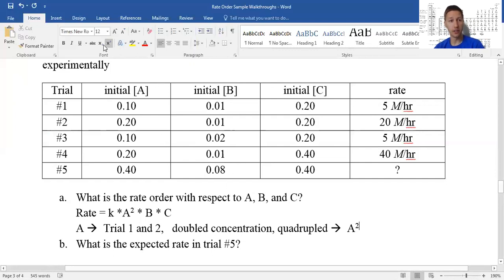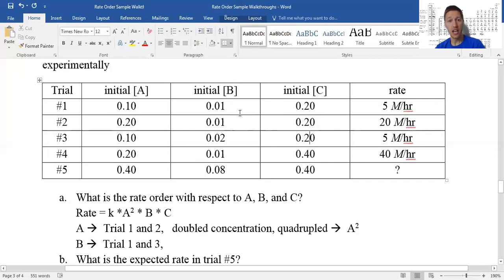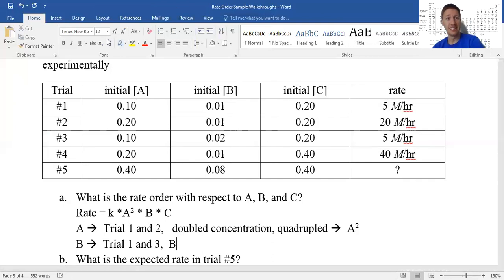Now, how about we take a look at B? We got to pick a new trial, find out what trials we can use. We want to just change B with nothing else. So when I see trial 1 and I see trial 3, I see that for trial 1 and 3, we kept A the same. We didn't change A, we didn't change C, but we changed B. When we doubled B, the rate did not change. Our rate was 5 before. We increased the amount of B. We still have a rate of 5, which means that our rate here for B is going to be 0th order.